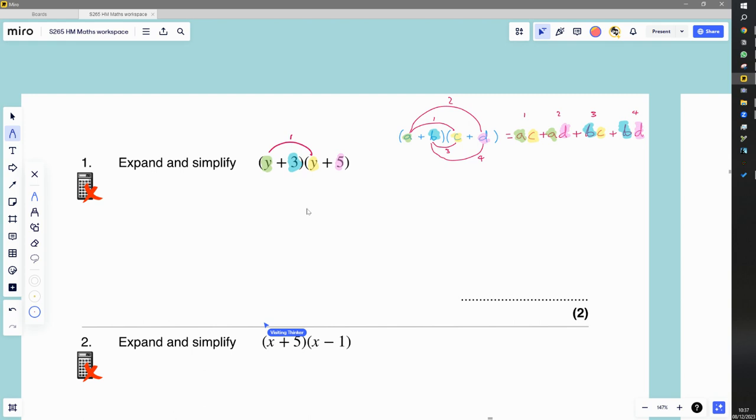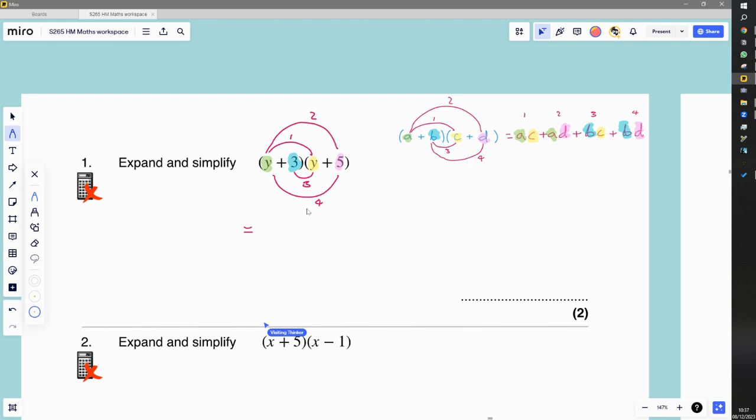draw on the lines. I'm going to draw a line from Y to 5. I'm going to write that as 2. From 3 to Y, I'm going to write that as 3. And from Y to 5, I'm going to write as 4. So these are my first, second, third, and fourth terms. The terms are things that are being added to each other. So now think about what the terms are going to be.